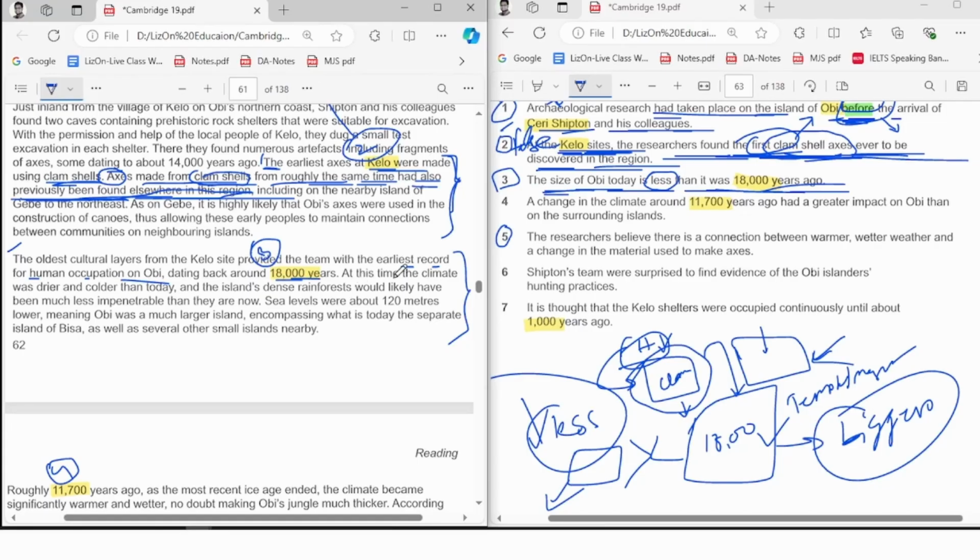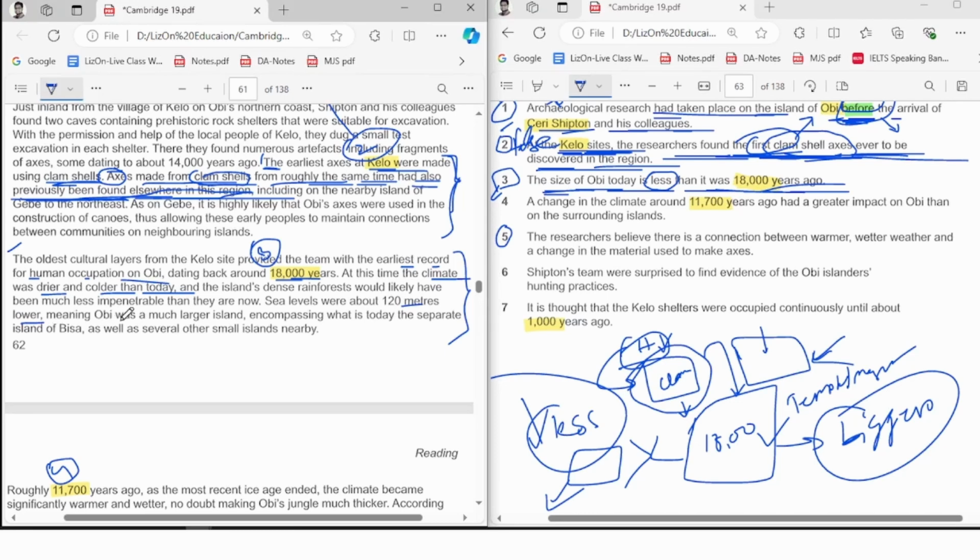Let's read forward. At this time the climate was drier and colder than today. Here they're talking about the climate change, but we are not looking for climate change to answer number 3. We are looking for the size, nothing else, only the size. The island's dense rainforest would likely have been much less perturbable than they are now. Sea levels were about 120 meters lower. So they're talking about sea levels, yet we are not talking about sea levels here. We are talking about the total size.